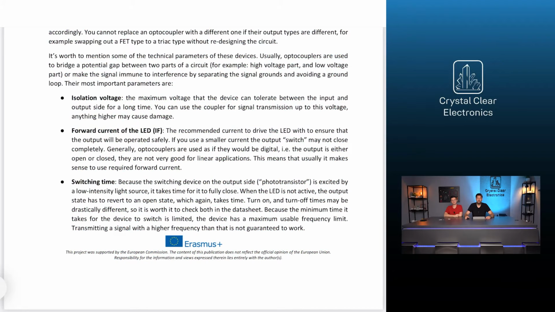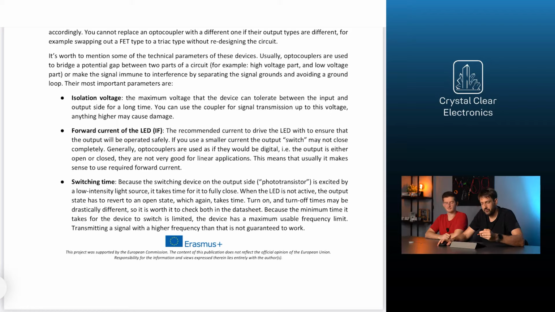It's worth mentioning some of the technical parameters of these devices. Usually, optocouplers are used to bridge a potential gap between two parts of a circuit, or to make the signal immune to interference by separating the signal grounds and avoiding a ground loop. Their most important parameters are isolation voltage, the maximum voltage that the device can tolerate between the input and output side for a long time. You can use the optocoupler for signal transmission up to this voltage. Anything higher may cause damage.